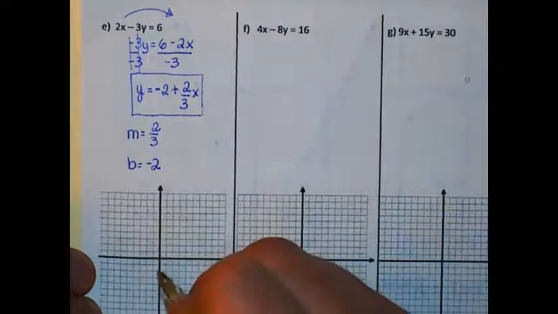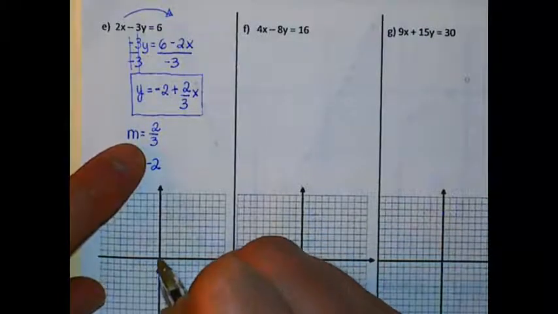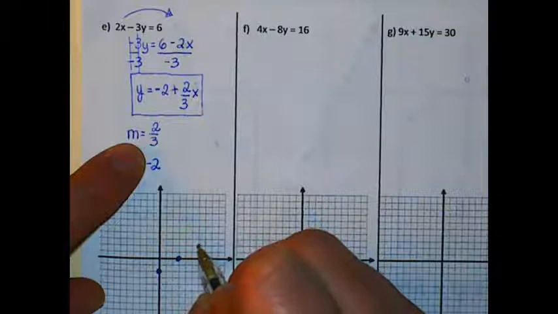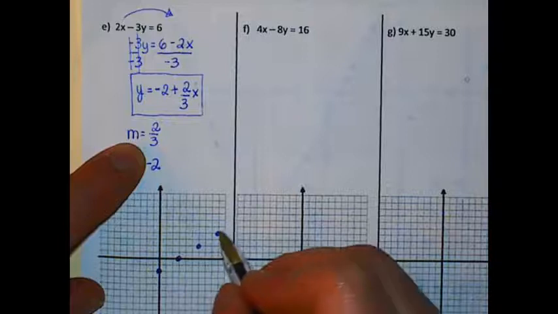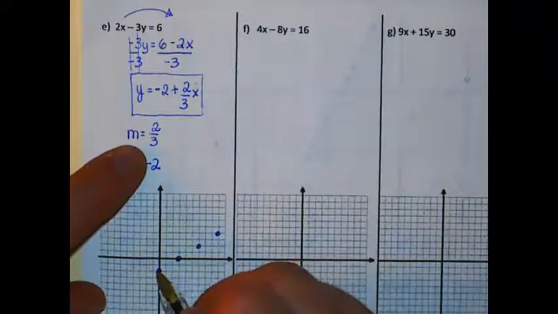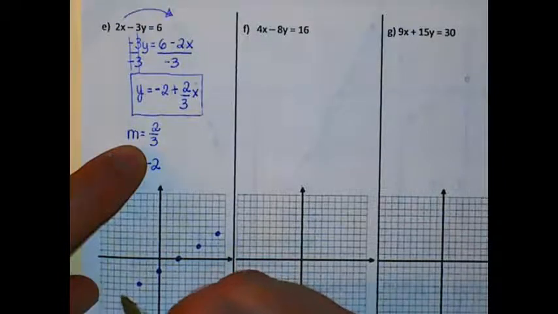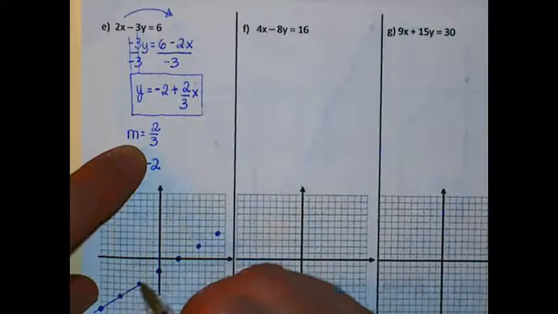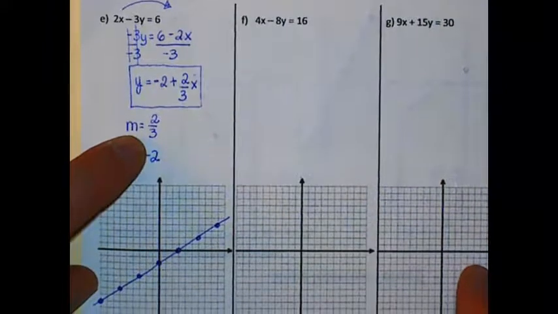I will start at b, which is negative 2, and from that, using my slope, I'm going to go up 2 over 3, up 2 over 3, up 2 over 3. Once I fill in the right side, I'm going to go back to the starting point and go down 2 over 3, down 2 over 3, and then down 2 over 3. And then all I have to do is connect the dots, and voila, I have the graph of my line right there.